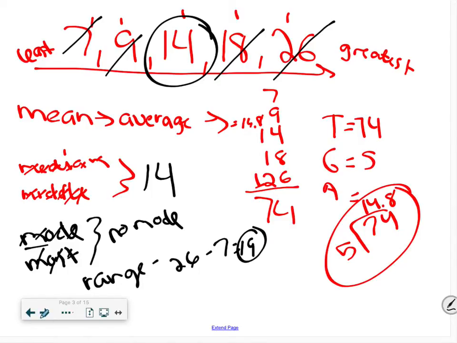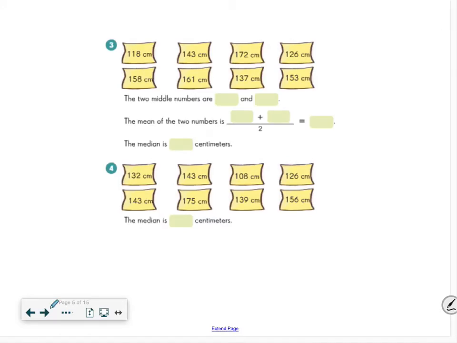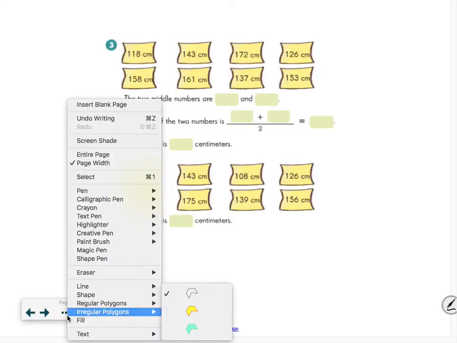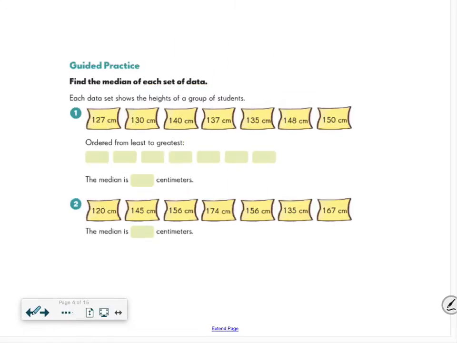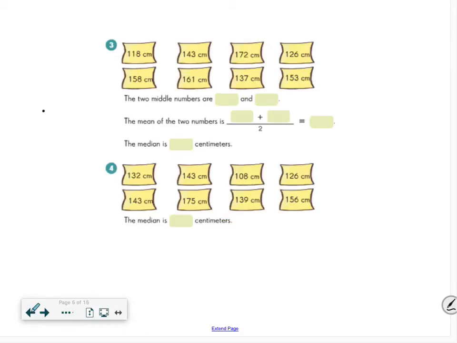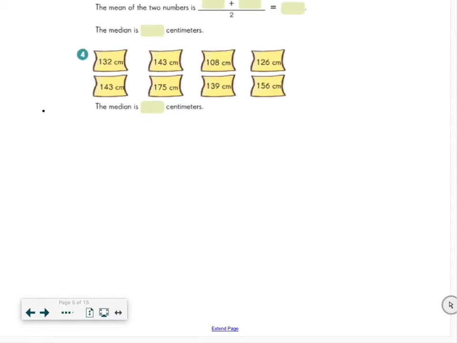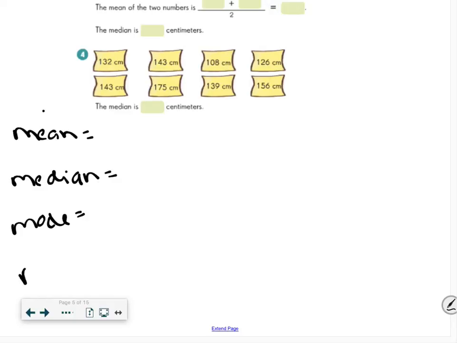Okay? Now I want you to try with a set of numbers. I'm going to do these numbers: 132, 143, 108, 126, 143, 175, 139, and 156. I want you to find the mean, the median, the mode, and the range. And then unpause the video when you think you found it.